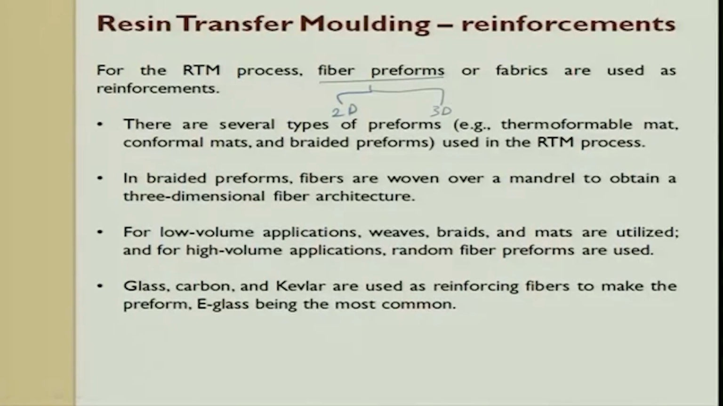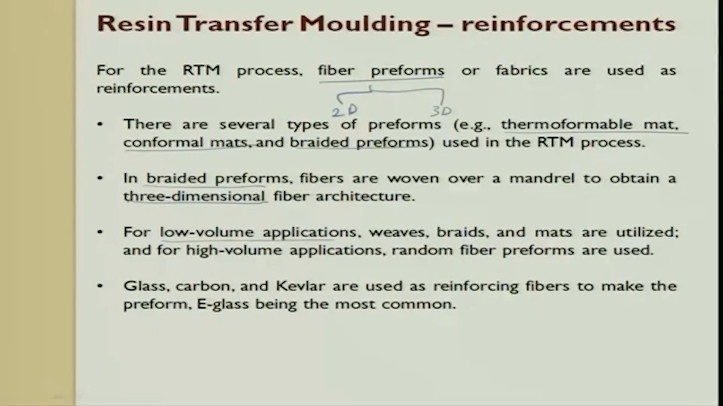There are several types of preforms: thermoformable mats. That means the mat has glass fiber and also sometimes has resin, or instead of glass fiber you use a polymer itself. Thermoformable mat, conformable mat, then you also have braided forms. All these things like 2D, 3D they are trying to talk about. Braided free forms give 3-dimensional shapes, which we saw.